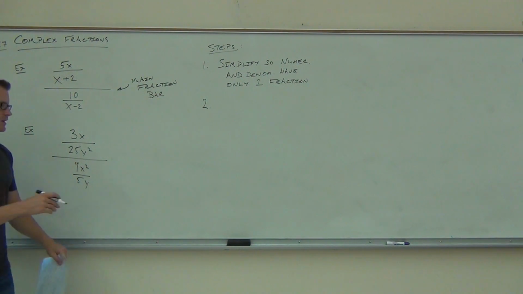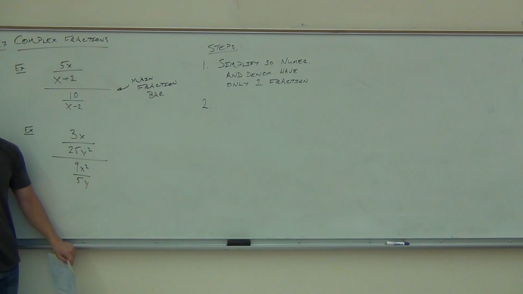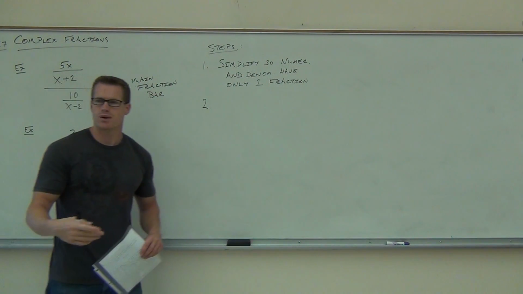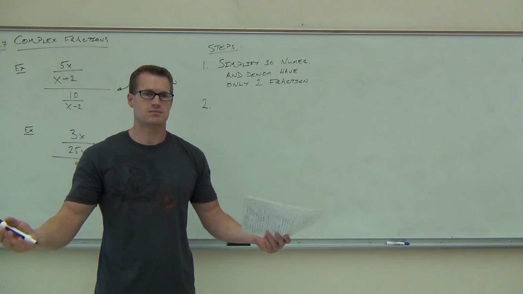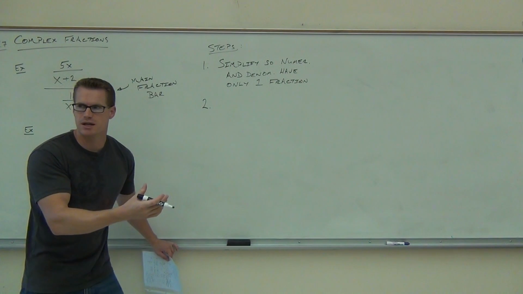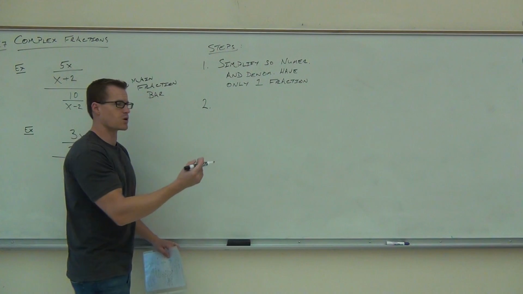Likewise, I want you to think about this. If this is 3x over 25y squared, over 9x squared over 5y, what this really means is 3x over 25y squared, what does this mean again? Divided by that fraction. So what we can do is set up a division problem. If we have a complex fraction, all it really is, is a fancy way to say that you have a division problem. That's it. So step 2 is probably the only step I'm going to teach you today, because everything else we're going to be using past stuff for. Step 2 is set up a division problem.